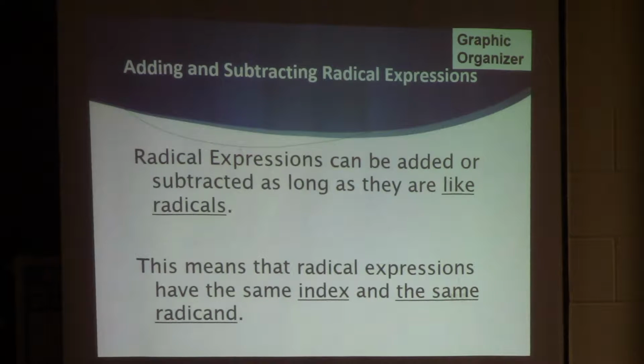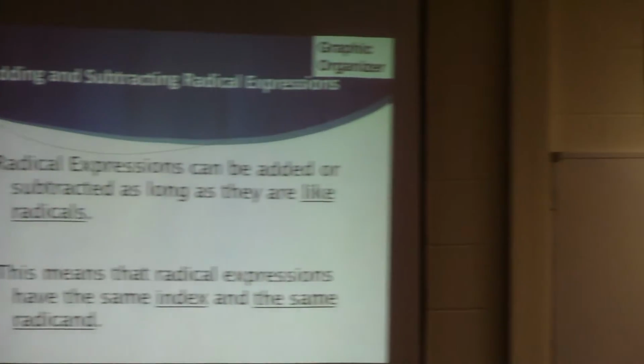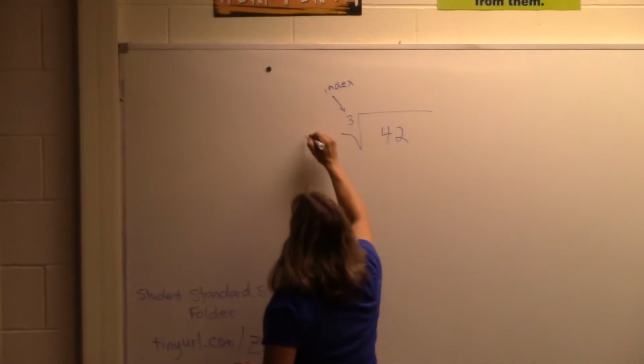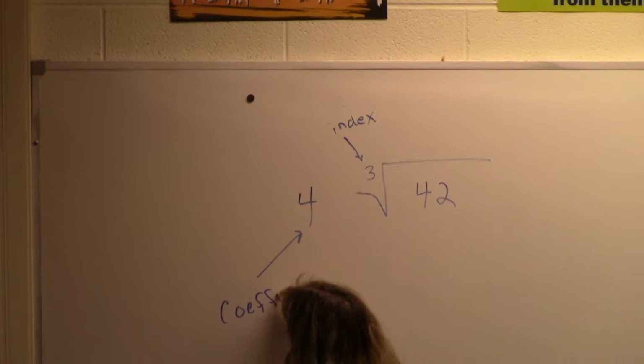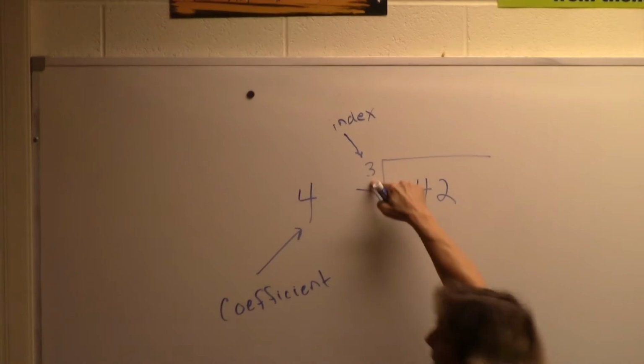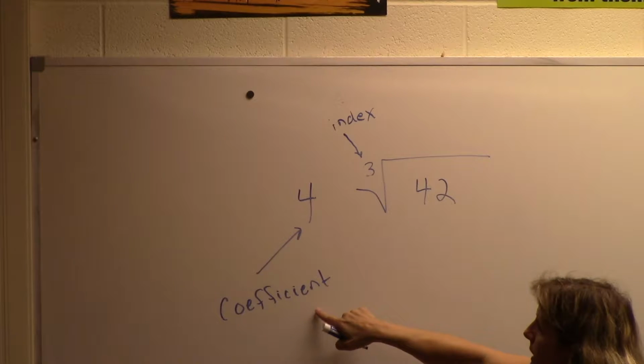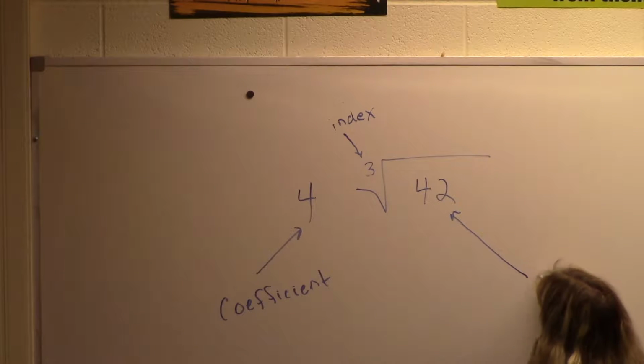Just to review, all right? My index is this little number that sits on this shelf right here. This is my index, and we might have a number out here. This is a coefficient right here. This is my index right here, all right? This is my coefficient. This is my radicand.